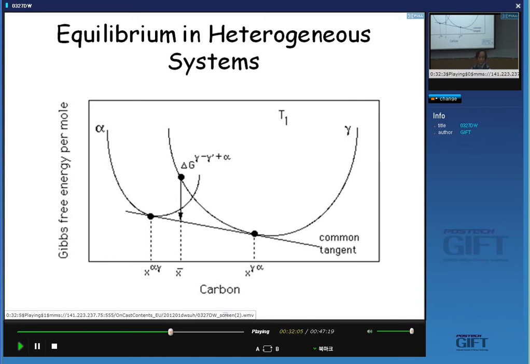So it means that at high temperatures, the free energy of alpha is somewhere over the free energy of gamma. In every composition range of interest, the free energy of alpha is higher than the free energy of gamma, so we do not need to think about the existence of alpha. But when we gradually decrease the temperature, the free energy of alpha starts to go down, and eventually the two free energy curves look like this.